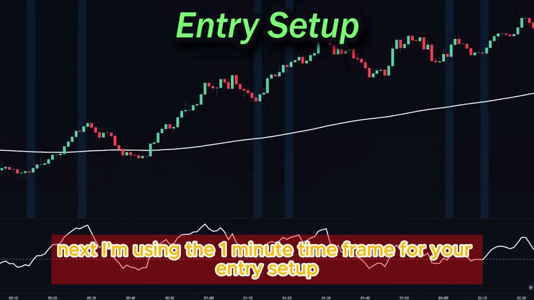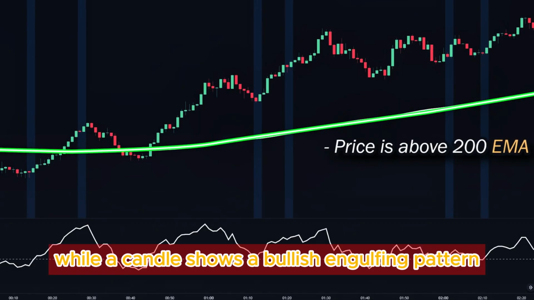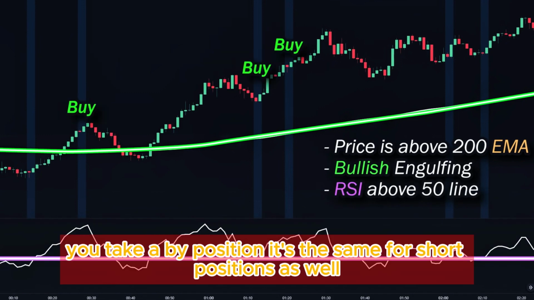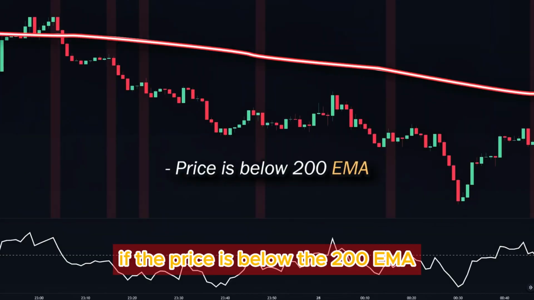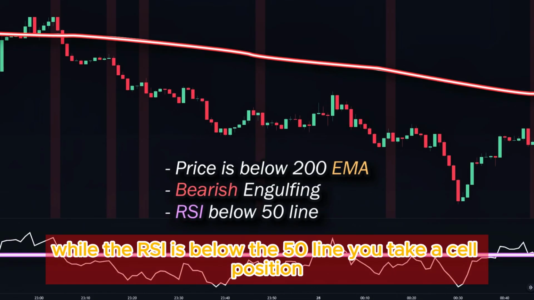For your entry setup, if the price is above the 200 EMA, while a candle shows a bullish engulfing pattern, while the RSI is above the 50 line, you take a buy position. It's the same for short positions as well. If the price is below the 200 EMA, while the candle shows a bearish engulfing pattern, while the RSI is below the 50 line, you take a sell position.